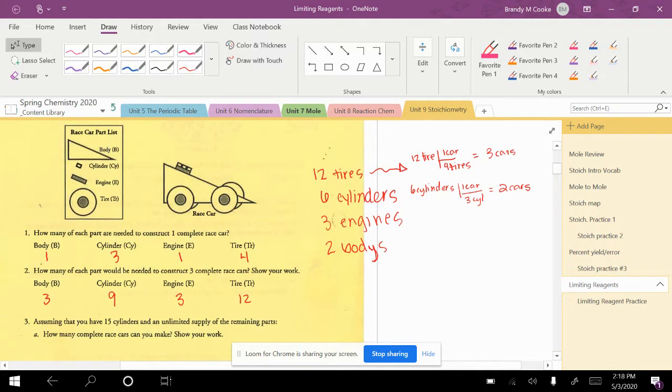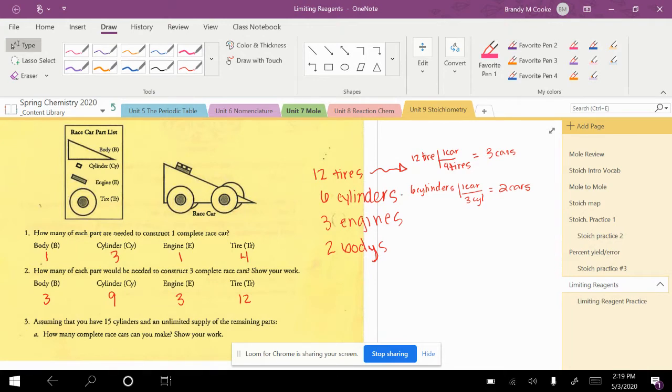So if I'm in the shop, right, and I have 12 tires in front of me and I have six cylinders, can I make three cars? No, I can only make two cars because my cylinders are limiting how many cars I can make. I will not have any cylinders left over. They will be all used up. But my tires, I will have extra. How many extra tires? I have four extra tires. So even though my tires say that I can make three, in real life, I can only make two because that is the smaller amount of product and all of my cylinders get used up and I won't have any more cylinders even though I have extra tires.